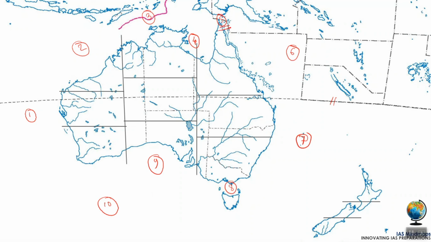A strait is a small water body which connects two water bodies, such as Arafura Sea is connected with Coral Sea by Torres Strait, and Bass Strait connects the Great Australian Bight to the Tasman Sea.